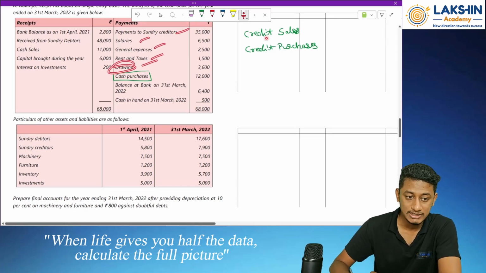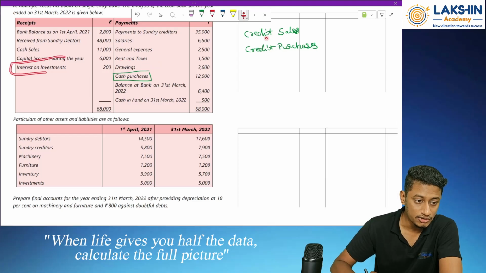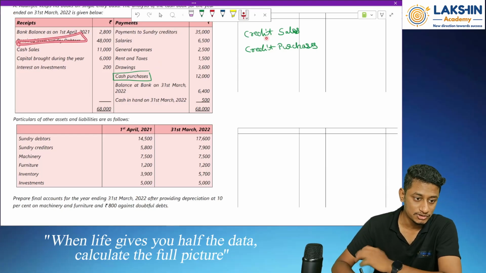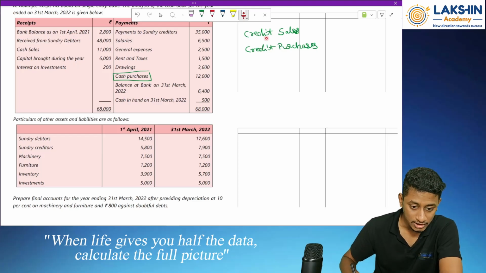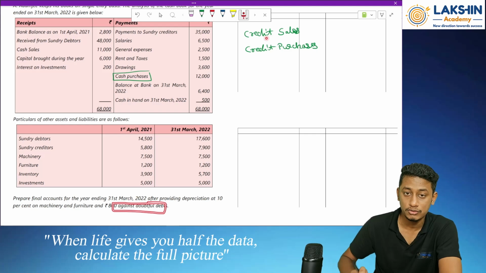Drawings is not an expense, leave it. And over here, interest on investment is an income that is given to me. Receipt from sundry debtors is not an income, so skip it. And then what else is given? So over here depreciation is there and provision against doubtful debts is given. So two are the expenses.